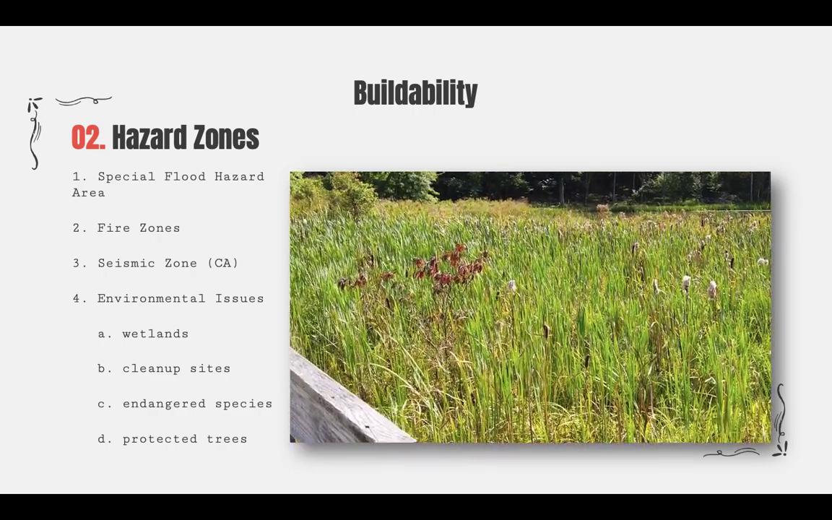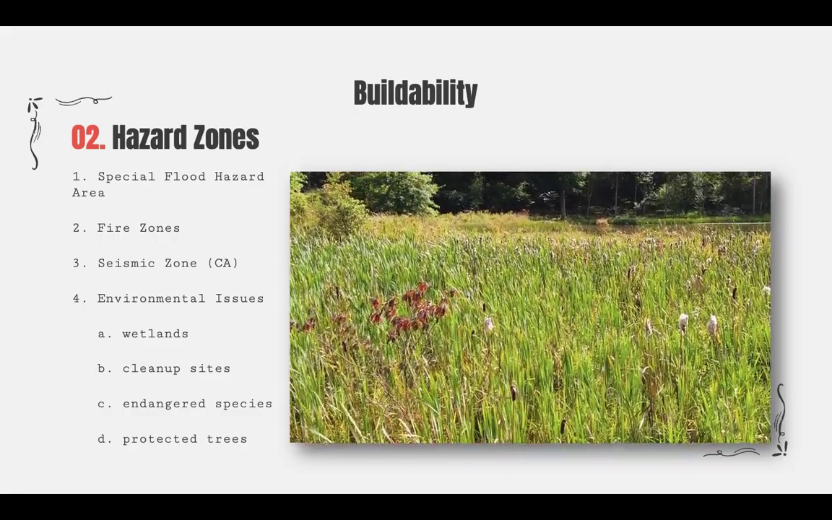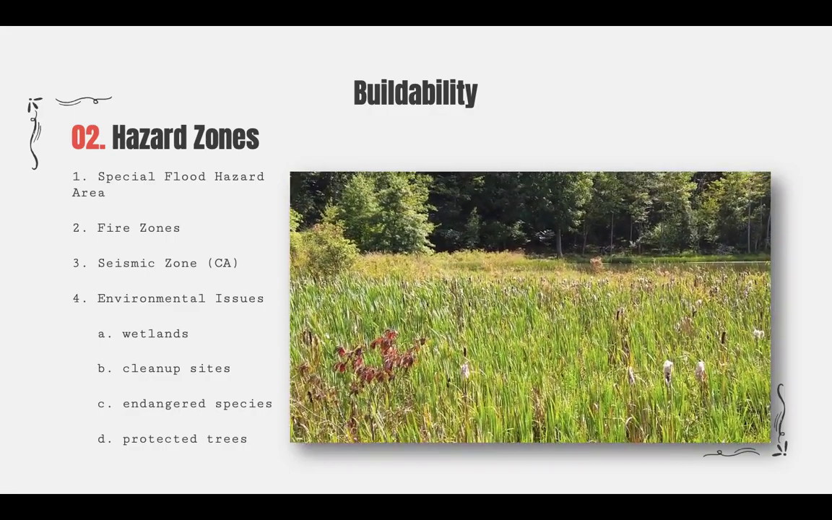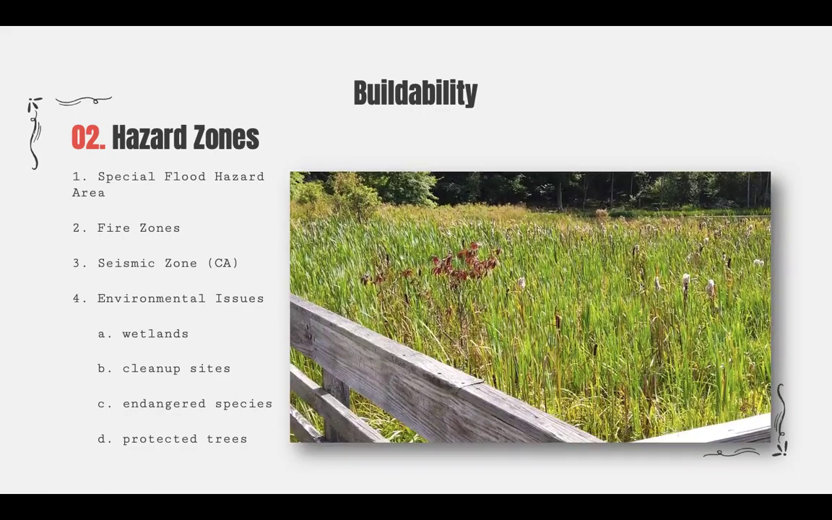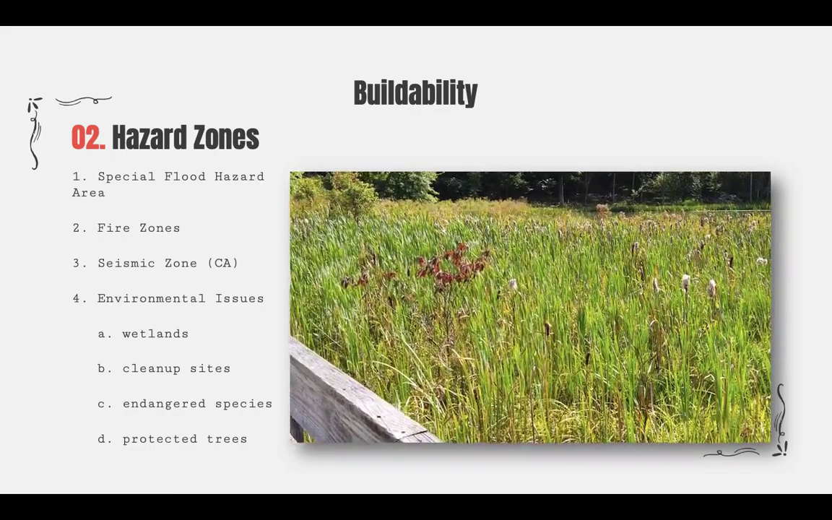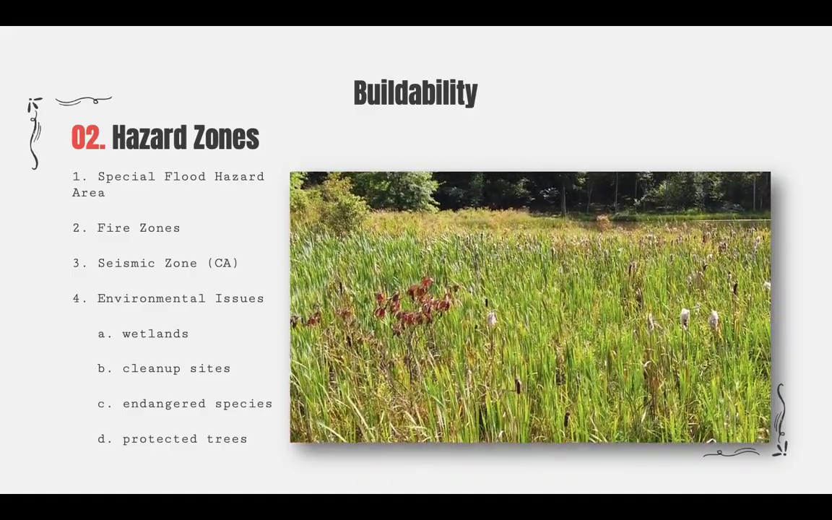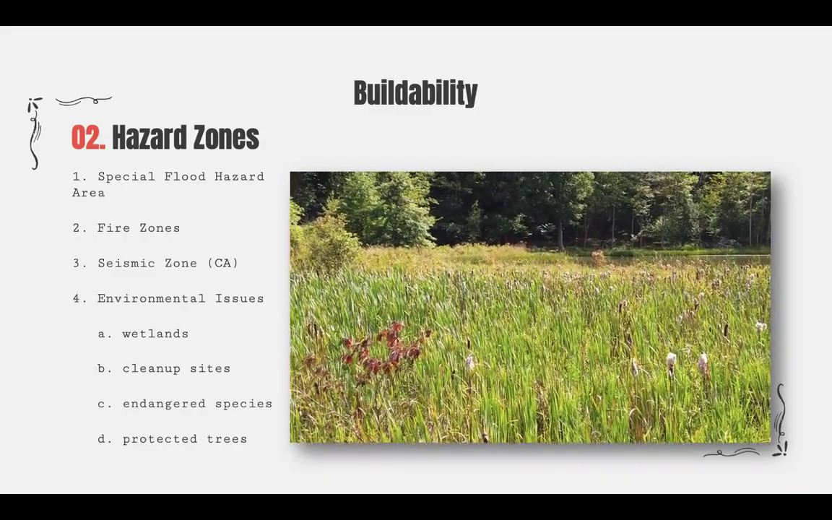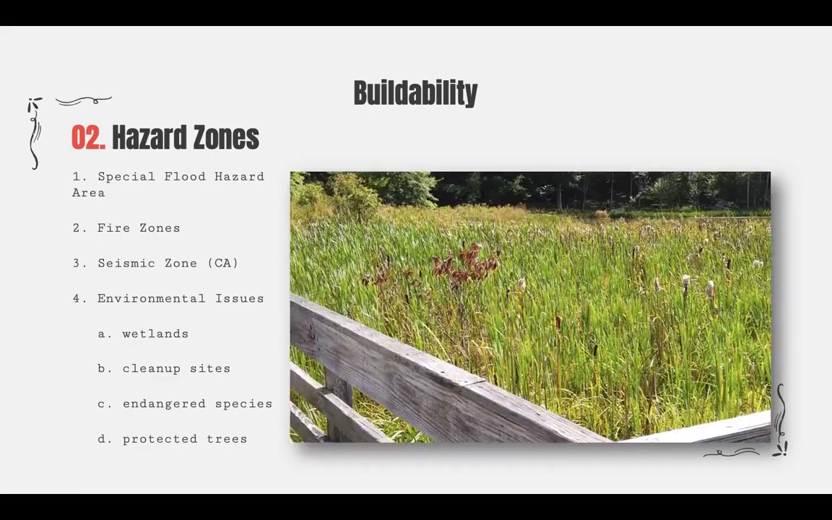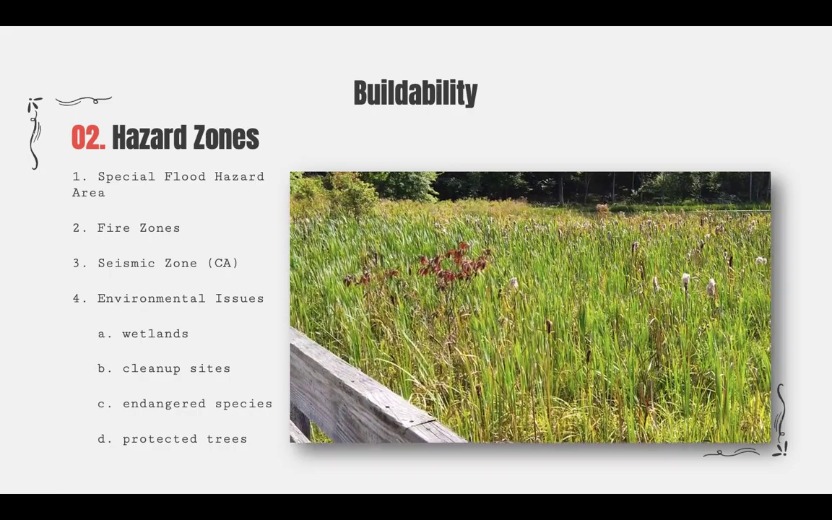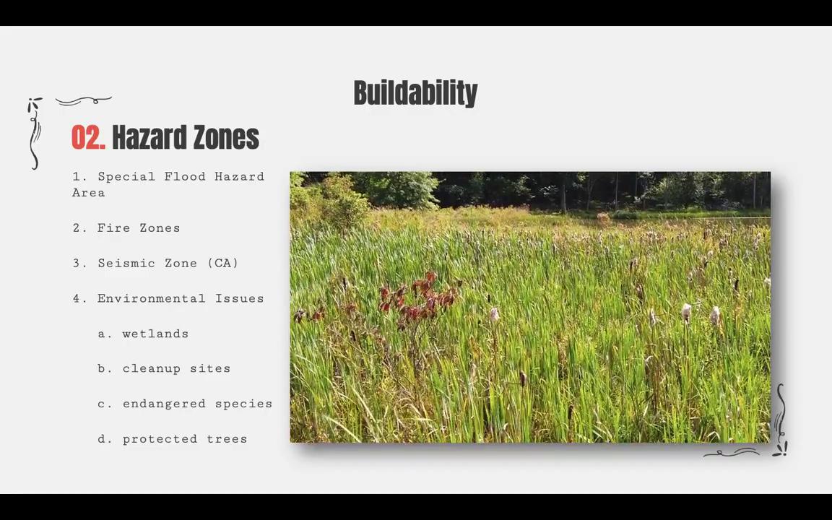You also want to take a look at hazard zones. The biggest hazard zone, or most common one, is the special flood hazard area. You can find that on FEMA maps. Again, I go over this in some other videos in more detail if you wanted to look at those. But there are also, in certain counties, fire zones. You can usually find these in the county GIS map, but you can also give the county a call, and the local planning department will usually be able to point out whether there is a fire zone. And then if you're in California, you also need to think about seismic zones.